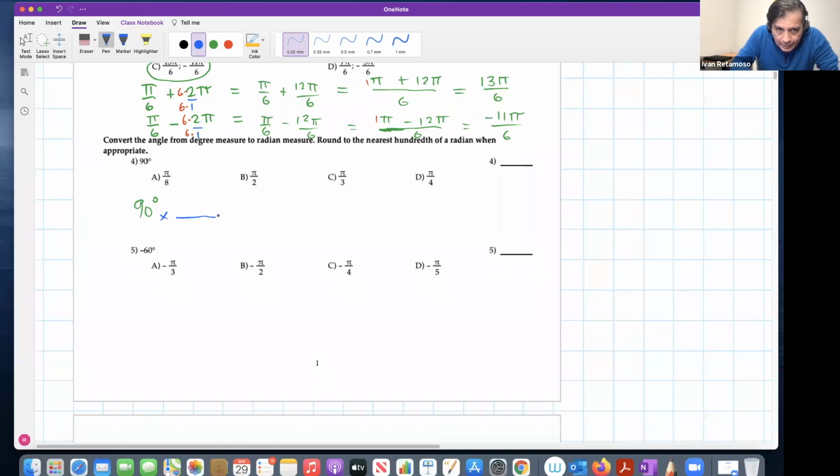Remember, to convert from degrees to radians, you multiply your angle in degrees by this factor: pi radians over 180 degrees, since 180 degrees is the same as pi radians.